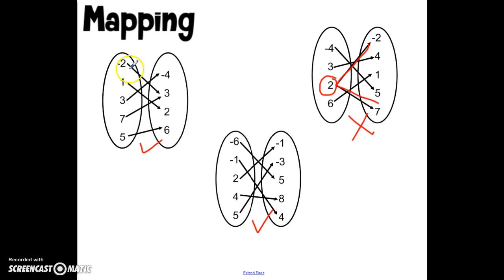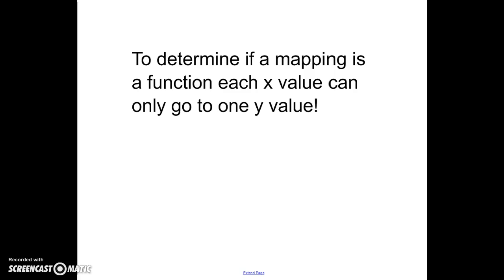Just as a quick note, it's okay here that the -2 and 7 both have the same y. That's okay. But if one x has 2 y's, that's not okay. Because remember, each x value can only go to one y value.